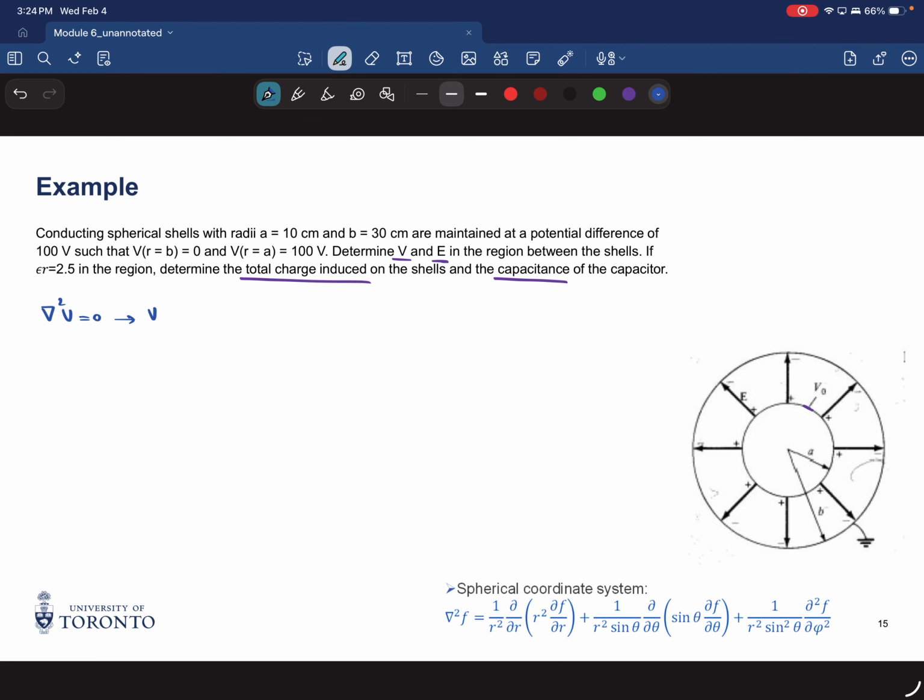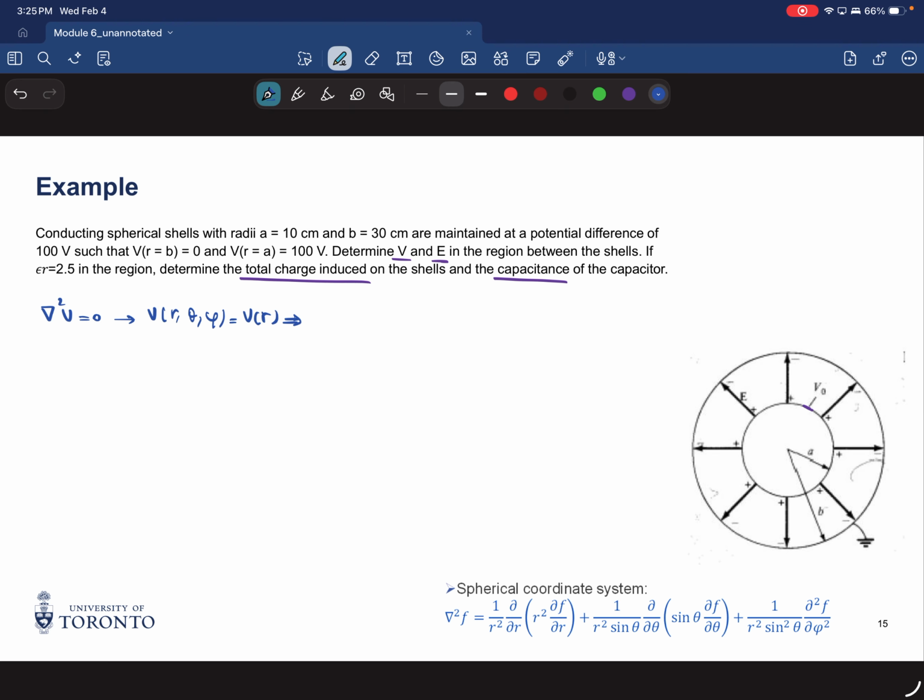Spherical. In general, in a spherical coordinate system, V is a function of what variables? R, theta, and phi. How about now, here? On the first sphere, the smaller one, the voltage is V naught. On the bigger one, it's 0. From these two boundary conditions, you can tell that V is not a function of theta or phi. It's just a function of radius. Okay? So we are going to say V is a function of radius, V(R).